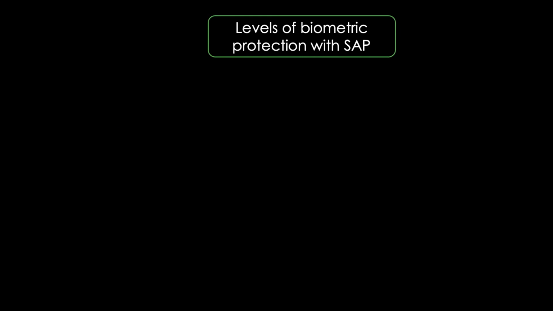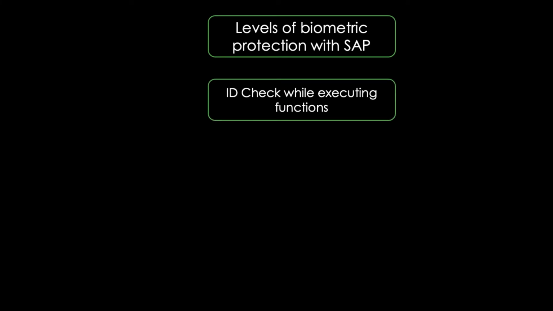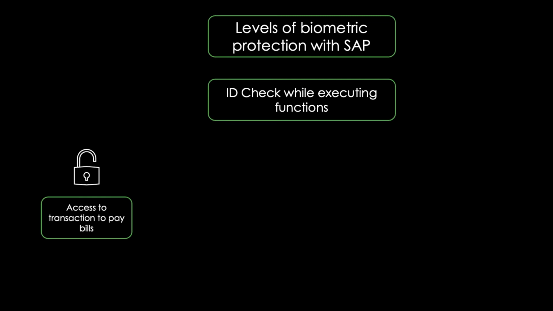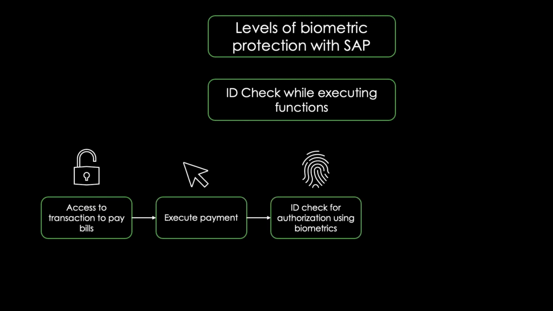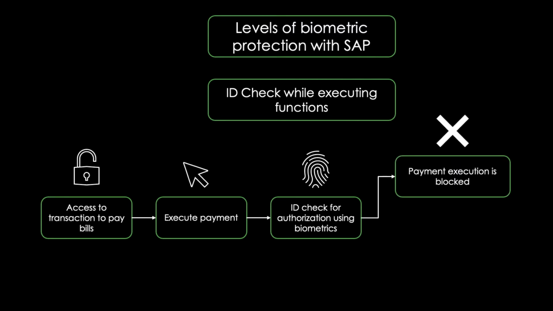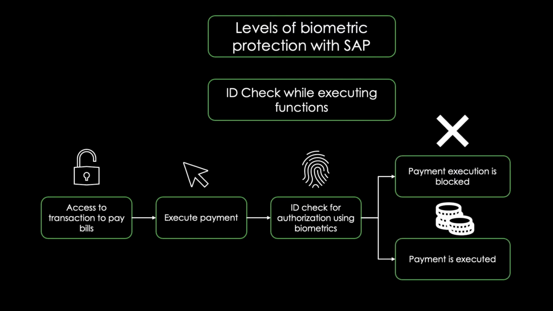The third level of protection is to check the ID while executing functions. For instance, the user could have access to a transaction used to pay bills. If the user now wants to execute a payment, an ID check via biometrics would be required to check authorization. After the ID check using biometrics and bioLock was done, the payment execution is then either denied or granted.